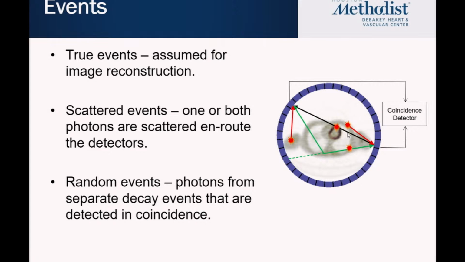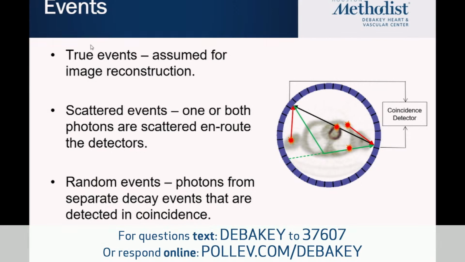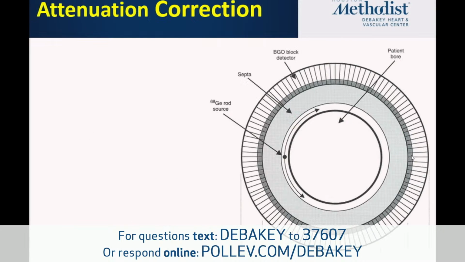So for our fellows who come to the scanner, when you look at that, you'll see initially when we inject rubidium, you see a lot of random and scattered events. But then later on, the true events start to dominate, and now you get your image mostly from true events after the peak of rubidium.